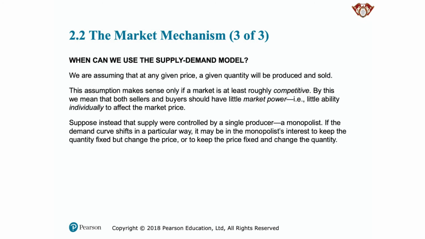Suppose instead the supply were controlled by a single producer, a monopolist. If the demand curve shifts in a particular way, it may be in the monopolist's interest to keep the quantity fixed but change the price, or to keep the price fixed and change the quantity. So the equilibrium condition when the market is a monopoly is quite different from the equilibrium situation when the market is perfectly competitive.